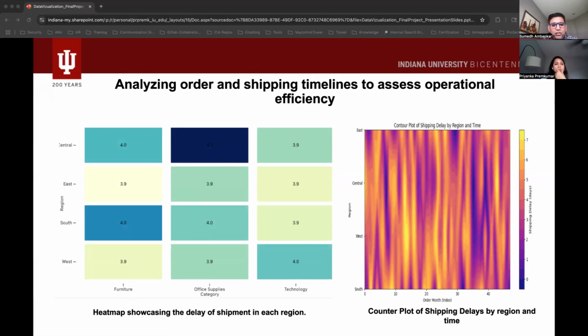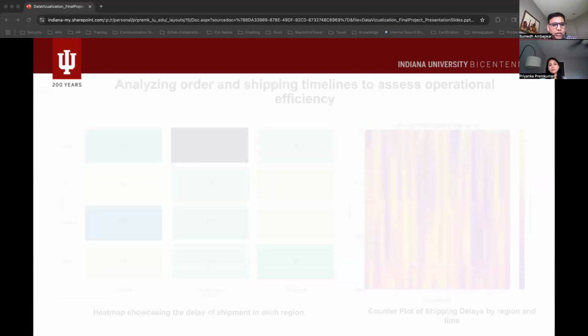The same thing we are able to demonstrate using the contour plot. Here we have the data visualized using the delays by region and time. The darker area represents fewer days, whereas the lighter area has a higher number of days. Moving to the next objective.